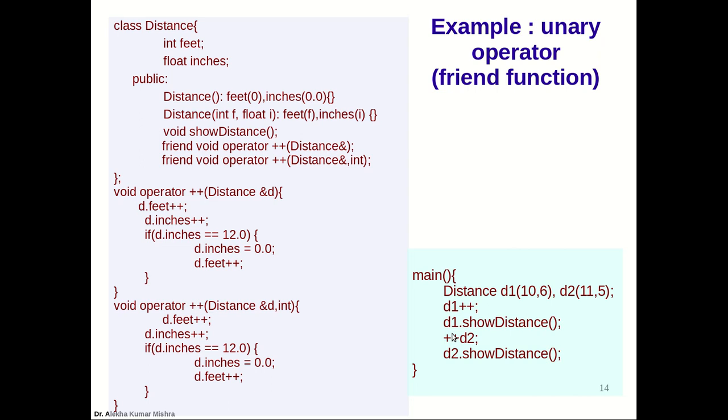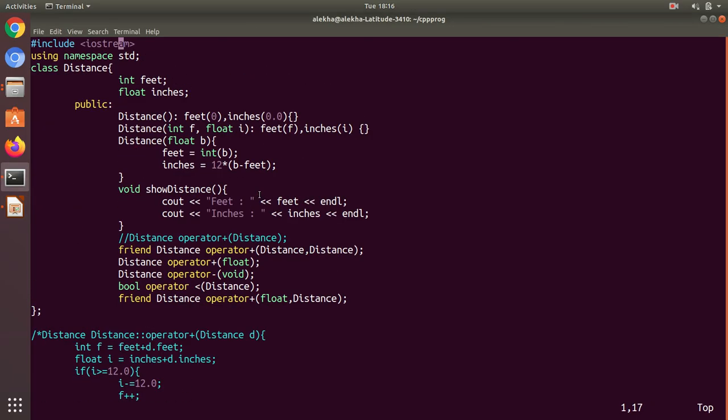Let us go to the example now. We can study the example in detail and see. So show distance is here, and I think these are all parameterized constructors.